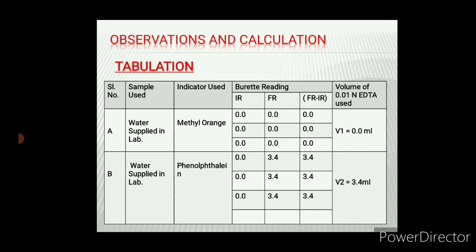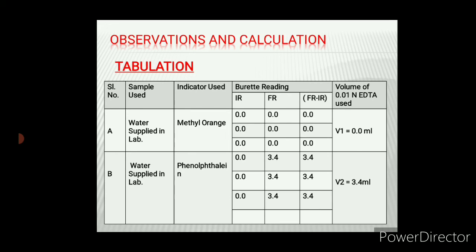So after adding 1 to 2 drops of methyl orange indicator, it doesn't change its color to faint pink. It was orange or yellowish orange. So that indicated what? The burette reading was 0. As you can see here, in the first part, water serial number A, water supplied in lab, methyl orange indicator used, then initial burette reading, final reading and difference was 0. So the V1 value is 0 ml here.